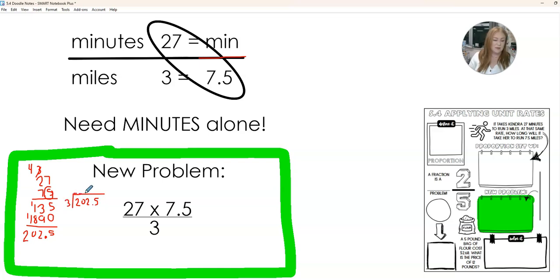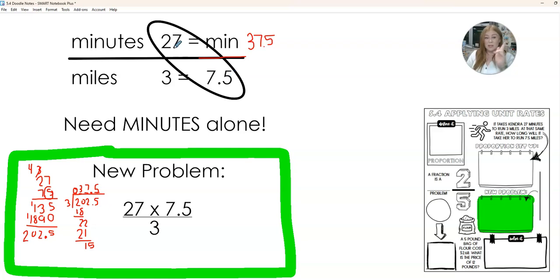So I need something above the 2, the 0, the 2, here's my decimal, and the 5. So 3 can't go into 2, it goes in there 0 times, but it goes into 20 3 times, which is 18. Leftovers 2, bringing down the 2. 3 goes into 22 7 times, which is 21. 1 left over, bring down the 5. 3 goes into 15 exactly 5 times. So for her to go 7.5 miles, that's going to take 37.5 minutes, right?